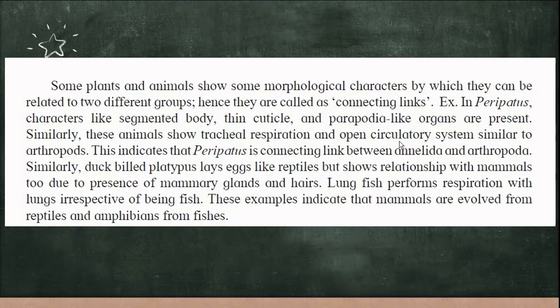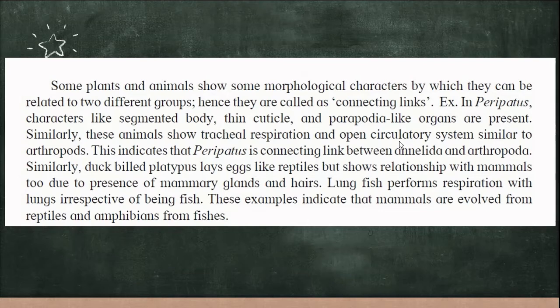So here, in the first case, the body is segmented, which shows characters of one class, whereas other characters of arthropods are also shown. So that is a connecting link which belongs to two different groups. This indicates that peripatus is a connecting link between annelida and arthropoda. Why annelida? Because the body is segmented, it has a thin cuticle, and parapodia, the organs with which it moves. And arthropoda, why? Because it shows tracheal respiration and an open circulatory system. So peripatus is an animal which is a connecting link between two groups: it shows certain characteristics of annelida and, at the same time, certain characteristics of arthropoda.